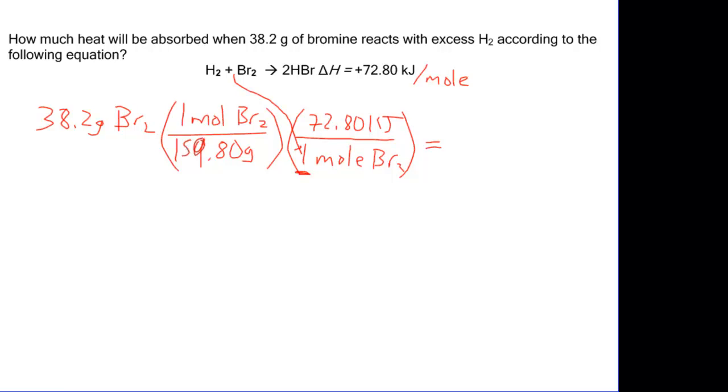To solve this, go ahead and multiply and divide. We get 17.4 kilojoules. So this is a typical stoichiometry. We can use kilojoules per mole as another conversion factor here in this part just like we've used other conversion factors in stoichiometry.